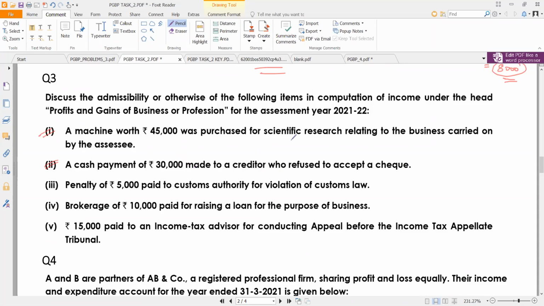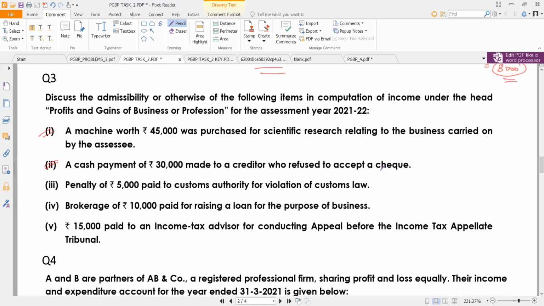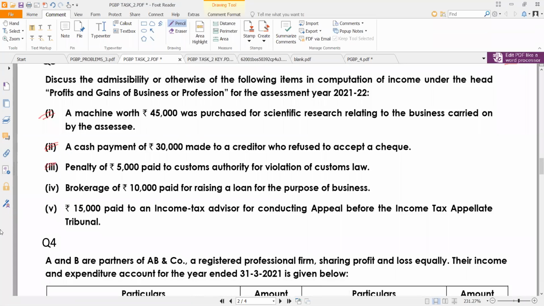Then a cash payment of 30,000 made to a creditor who refused to accept a cheque. Whatever it is, he refused means we cannot say, okay, sir, I will pay 30,000. Doesn't matter. Law is not about that. Law says cash payment cannot be made to one person on one day more than 10,000 rupees. It should be disallowed under 40A(3) completely. He refused, so what can we do? 40A(3) is applicable. When it is applicable, it is applicable. So second point, 40A(3) would be definitely applicable.